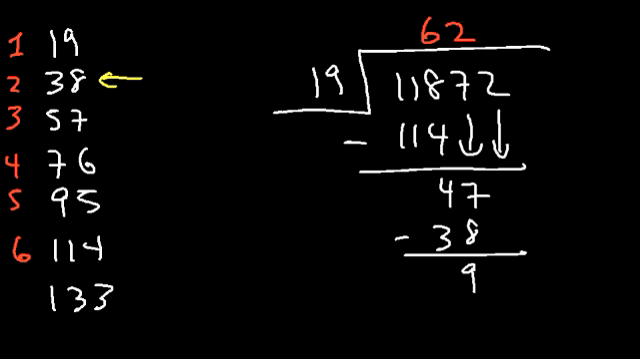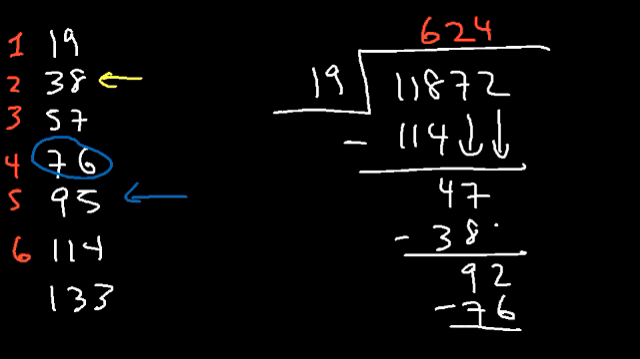So let's bring down the 2. How many times does 19 go into 92? 5 times is too much. 95 exceeds 92. So it goes into it at least 4 times. So 19 times 4 is 76. And 92 minus 76, that's 16. So let's add a 0.